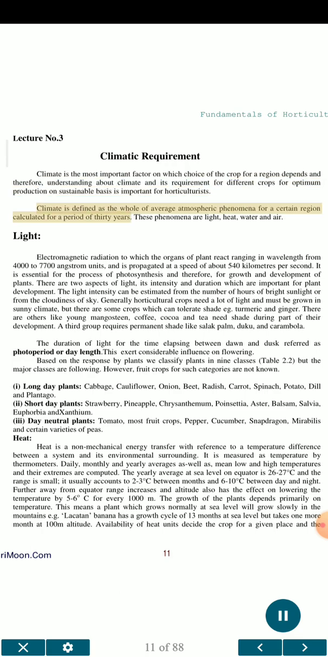Climate is defined as the whole of average atmospheric phenomena for a certain region, calculated for a period of 30 years. These phenomena are light, heat, water and air. Light: electromagnetic radiation to which the organs of plants react, ranging in wavelength from 4000 to 7700 angstrom units and propagated at a speed of about 540 km per second.